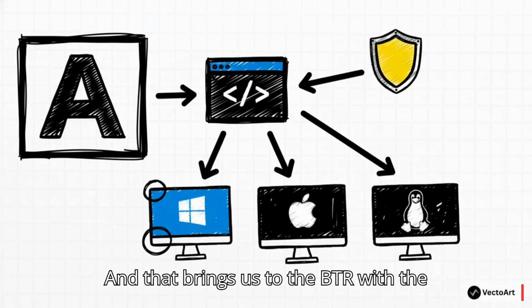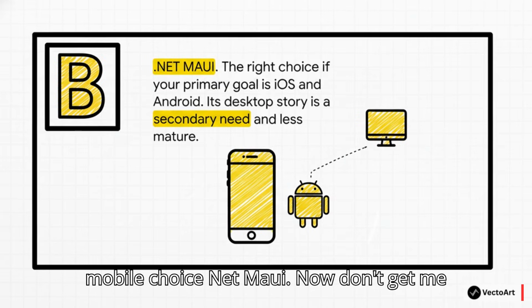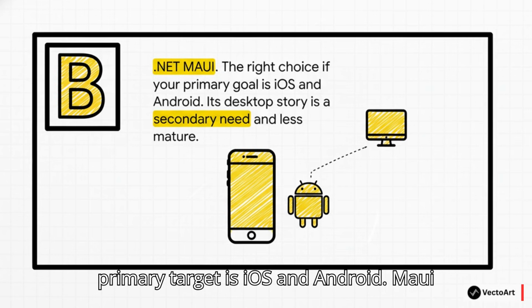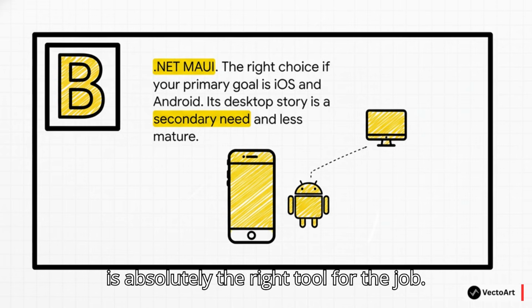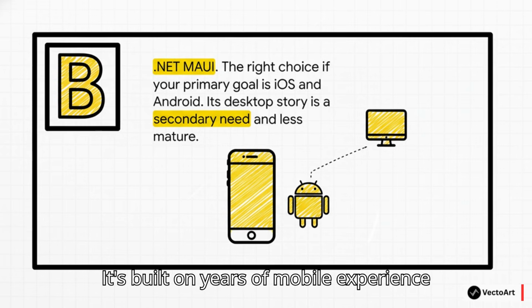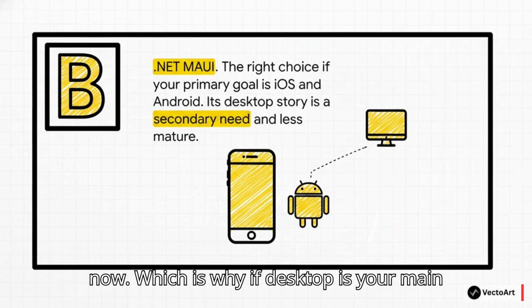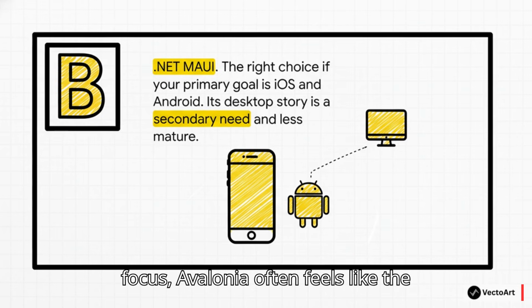And that brings us to the B tier with the mobile choice, .NET MAUI. Now, don't get me wrong, B tier isn't bad at all. If your primary target is iOS and Android, MAUI is absolutely the right tool for the job. It's built on years of mobile experience from Xamarin. The thing is, its desktop story just feels a bit less mature right now, which is why if desktop is your main focus, Avalonia often feels like the stronger choice.